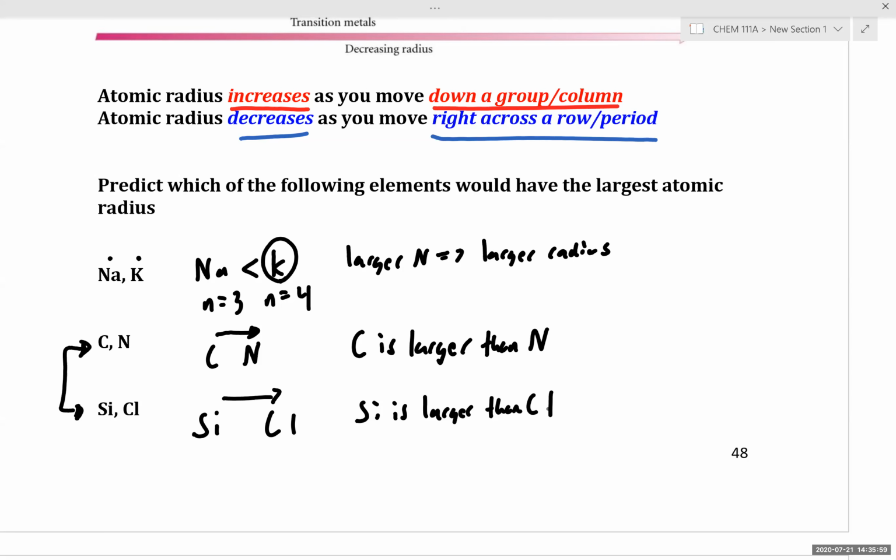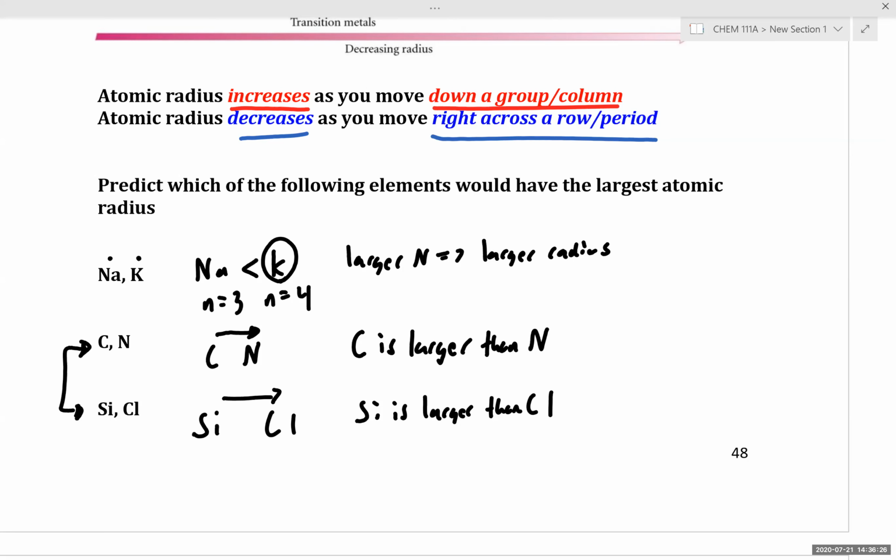Hey, Professor? Yes. Can you please explain that again? I'm kind of confused. So, atomic radius decreases as you move right across a row, right? Since nitrogen is farther to the right, nitrogen is smaller, and thus, by extension, carbon is larger. Okay. Does that make sense? Yeah.